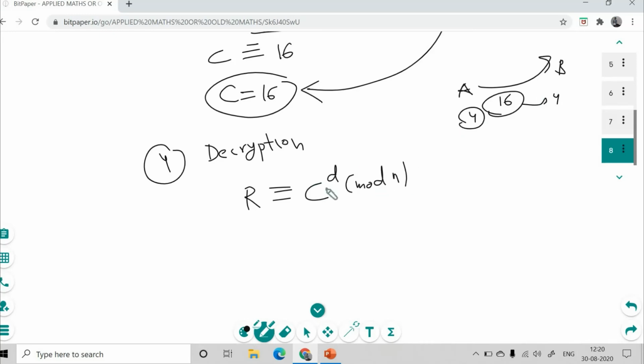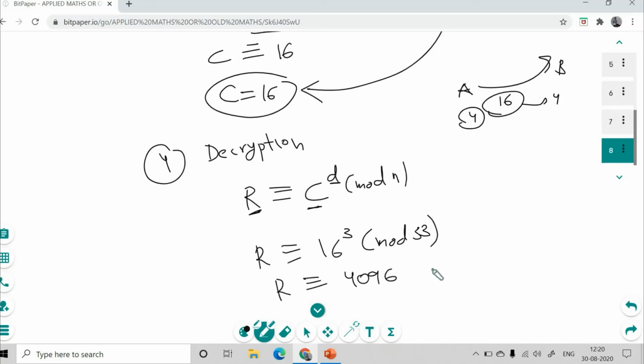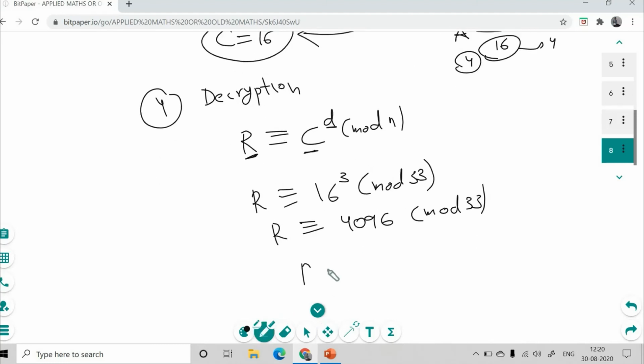Because our B guy only knows C and the private key, he doesn't know the actual message which we have to find. The C is 16 raised to power D. D was our 3, the private key, modulo 33. Now R congruent to 16 raised to power 3 is 4096 modulo 33. If we divide it by 33, we get the remainder as 4. And this is actually the decryption. This is the message A was trying to send to B. So 4 is the decrypted message.